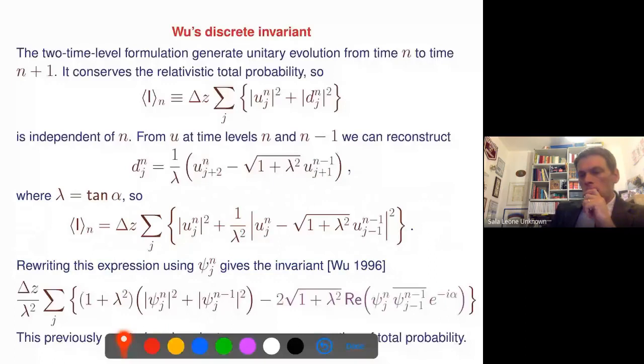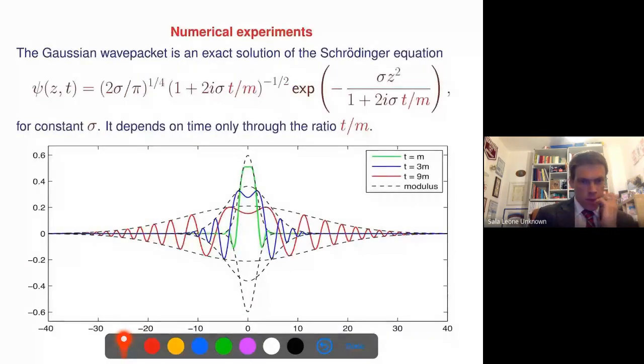You have this other bit, which comes from saying this is relativistic probability conservation, not non-relativistic probability conservation. So now I just quickly whiz through some numerical experiments. We take a Gaussian wave packet. That's an exact solution of the non-relativistic Schrödinger equation. It only depends on time through this ratio T over M, and it spreads out as time passes to make this expanding wiggly thing. And then I fix the particle mass and refine my spatial grids.